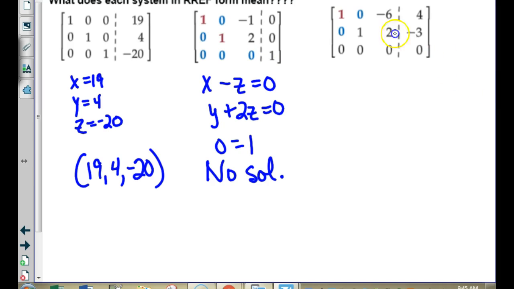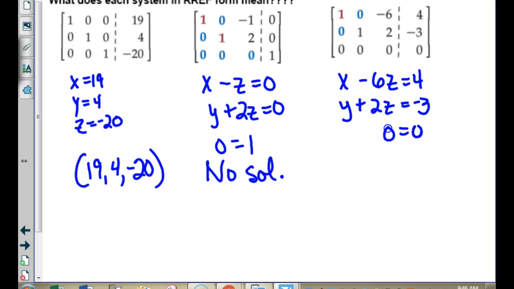This next one has x minus 6z equals 4. Everybody with me? The second equation says y plus 2z equals negative 3. And the third equation says 0 equals 0. All right. This is not a false statement. It is true. This means there are many solutions to this set of equations. Okay?